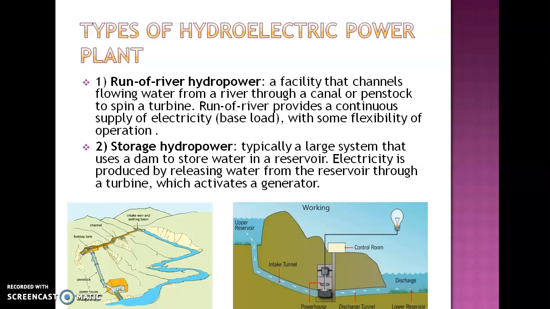The second type is storage hydropower. It is typically a large system that uses a dam to store water in a reservoir. Electricity is produced by releasing the water from the reservoir through a turbine, which activates a generator.